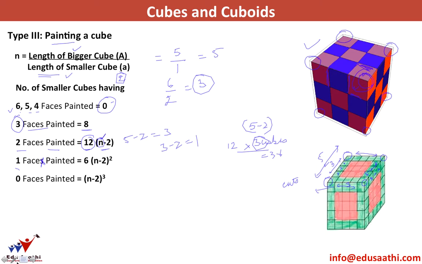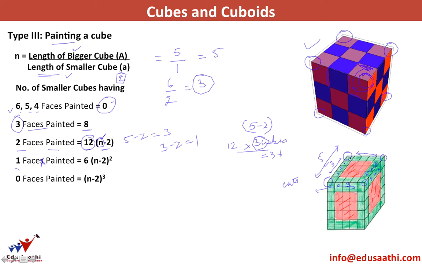I'll change the ink color so that you don't get confused. Now, one face painted will be the faces which have these red lines over them, or the red colored, as already shown in the figure. As you see, this will have only the top face which is painted, this will have only the side face which is painted, these cubes also will have only the side face which is painted.